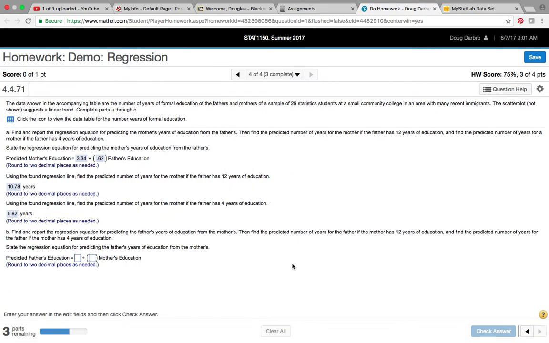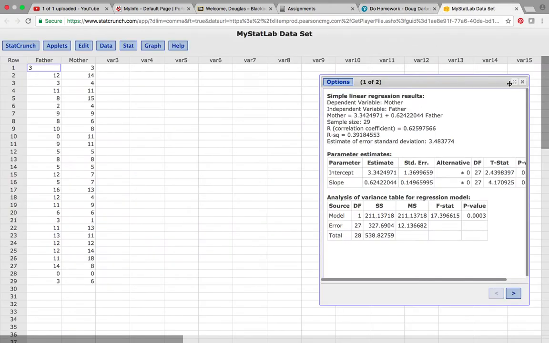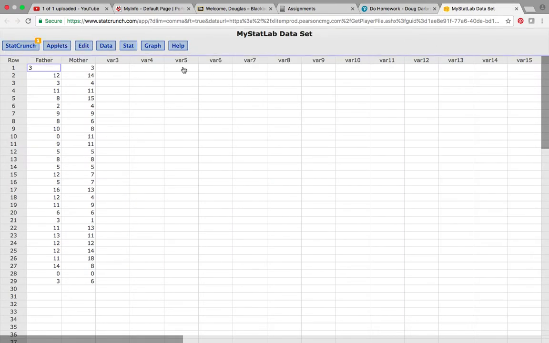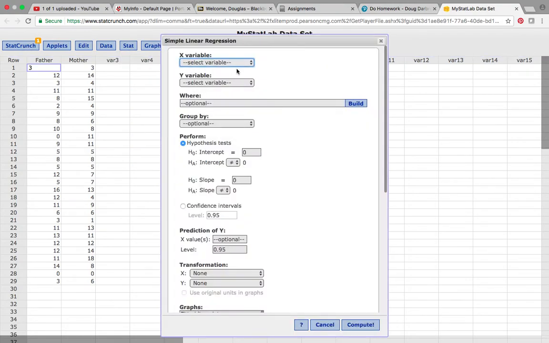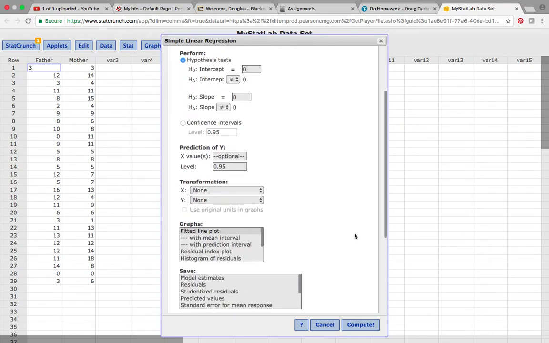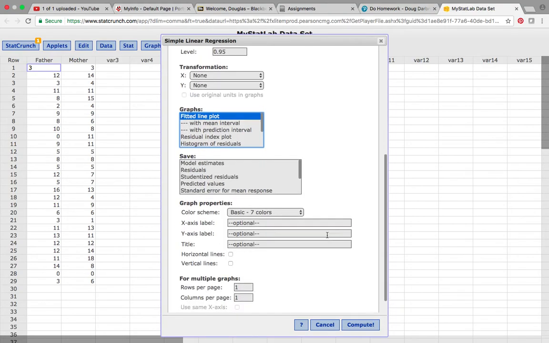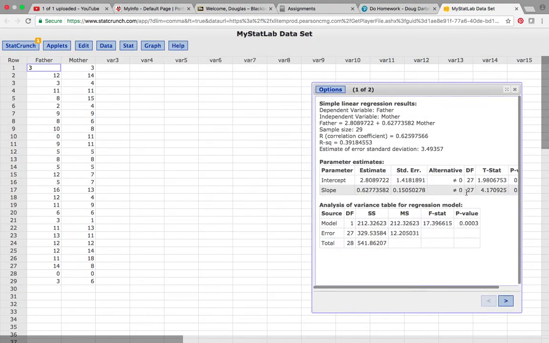All right, find and report the regression equation for predicting the father's education from the mother's. So guys, we need to adjust. We can go back in stat, regression, but this time we want our y to be father and our x to be mother. And I want the fitted line plot, always. And now we have that information.